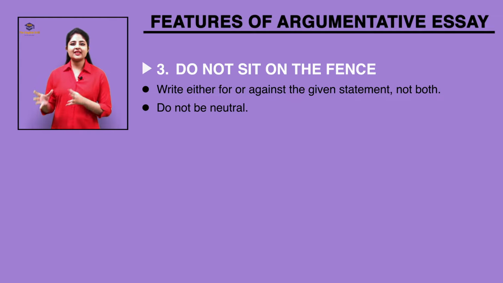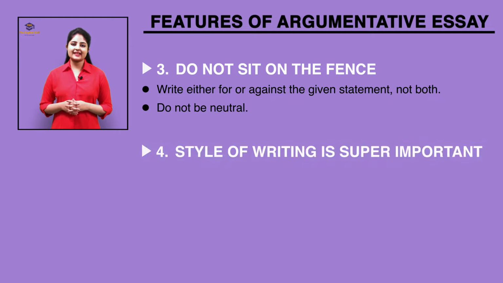An argumentative essay requires you to take one stance, either for or against. You cannot choose a middle ground. You cannot choose to be neutral. Please remember this. It's a very important point, probably the most important point when it comes to writing argumentative essays. Write either for or against. Do not be neutral.